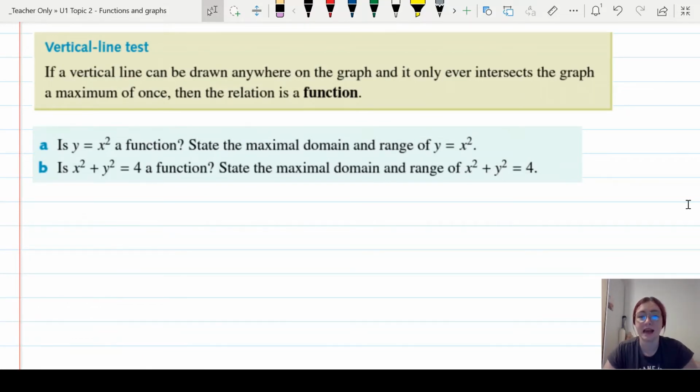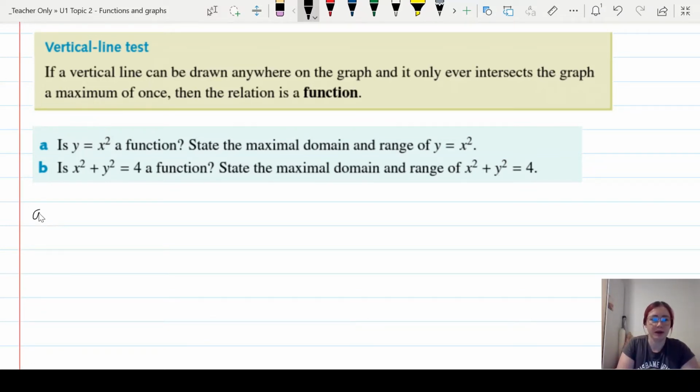A good way to test whether or not an equation or a relation is actually a function is by using the vertical line test. So effectively, if you can draw a vertical line anywhere on your graph and it only ever intersects that graph once, then it's a function.